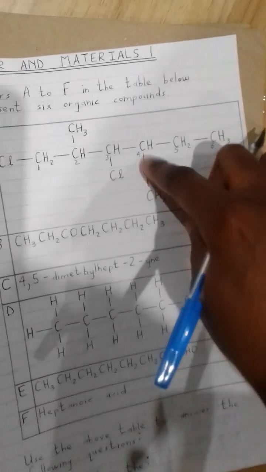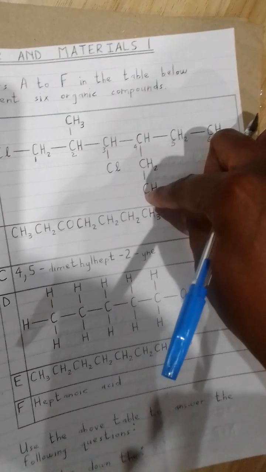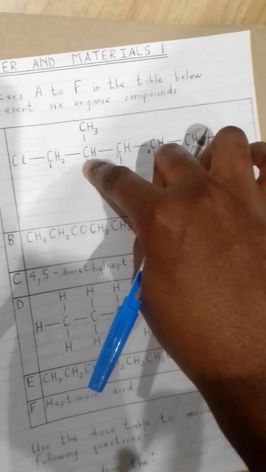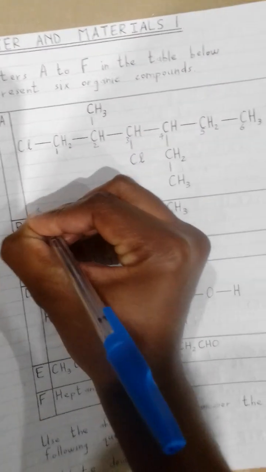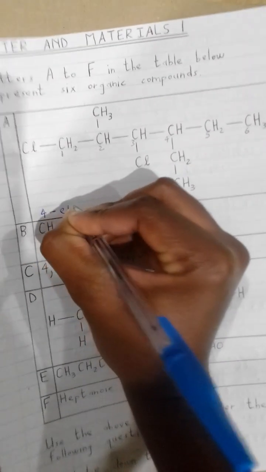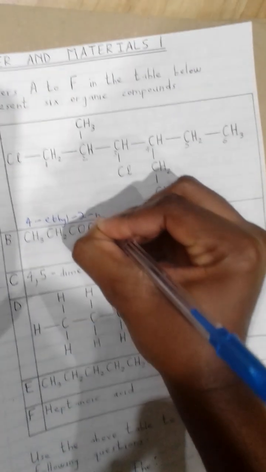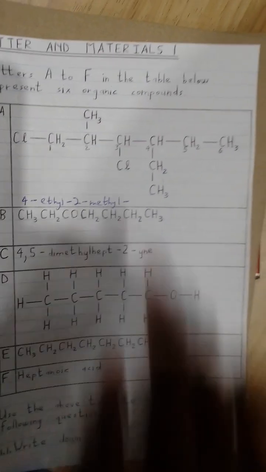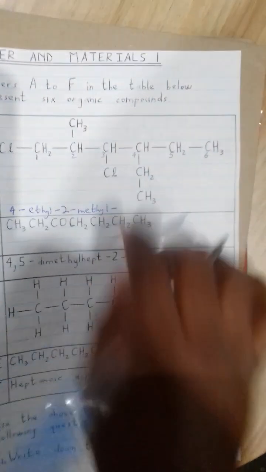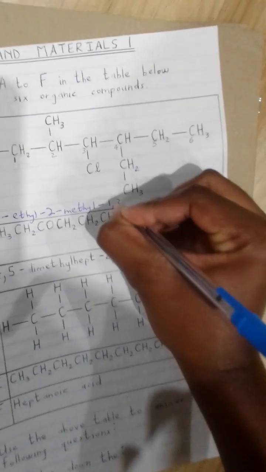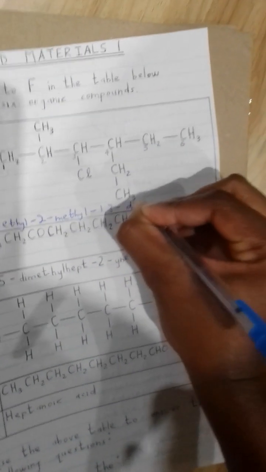So, what is the name of this compound? We have here at position number 4, we have an ethyl. Position number 2, we have a methyl. E comes before M. So this is going to be 4-ethyl, 2-methyl. What else do we have? In position 1 we have a chlorine. In position 3 we have a chlorine. So it's going to be 1,3-dichloro.